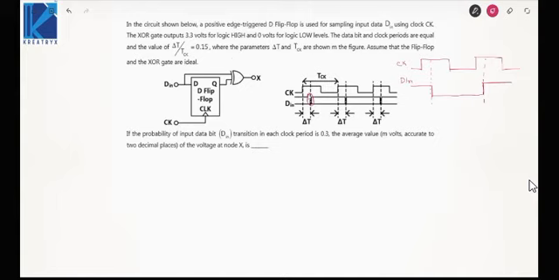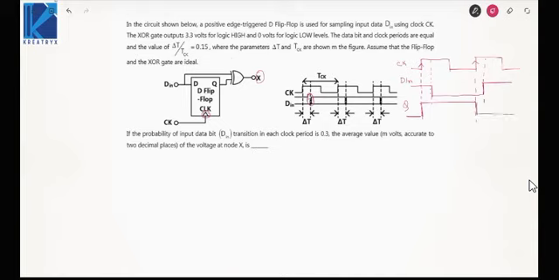Now it says that X is basically XOR of Q and D. For that we need Q. It is a positive edge triggering, so we need to look at the input at the positive edge of the clock. So initially if the output is 0, the output will become 1. And when the output is 1, it will become 0.